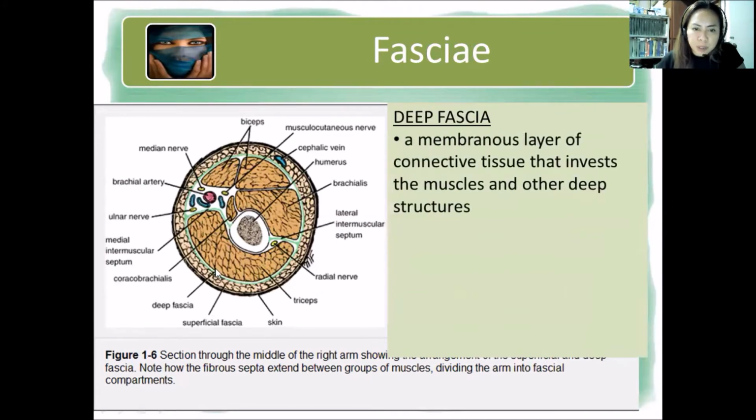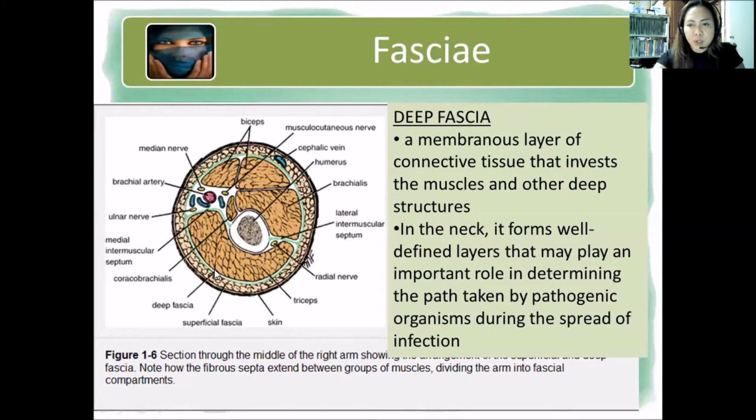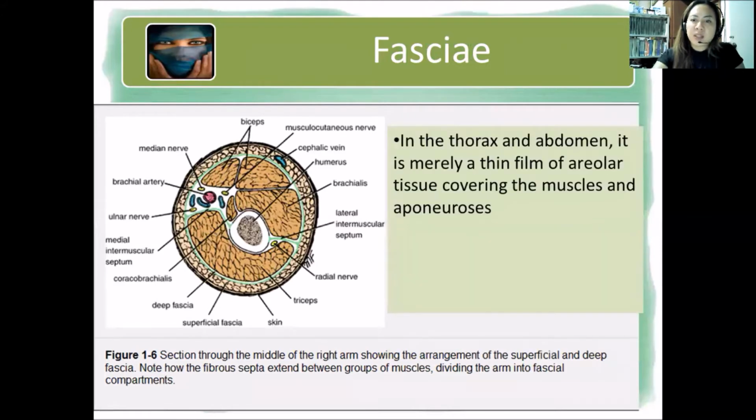Ano naman yung deep fascia? Okay, the deeper layer, this one. It is a membranous layer of connective tissue that invests the muscles and other deep structures. In the neck, it forms well-defined layers that may play an important role in determining the path taken by pathogenic organisms during the spread of infection. In the thorax naman and abdominal area, it is merely a thin film of areolar tissue covering the muscles and aponeurosis. So during dissection, especially sana kung dun sa cadaver, you will appreciate this fascia.